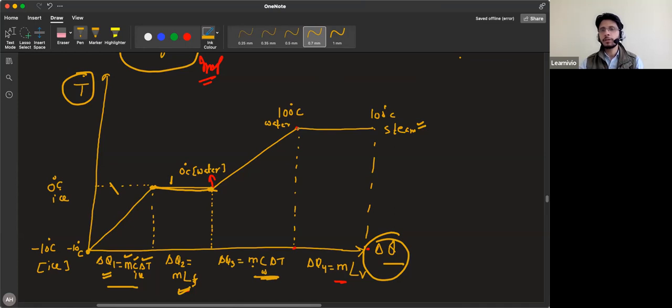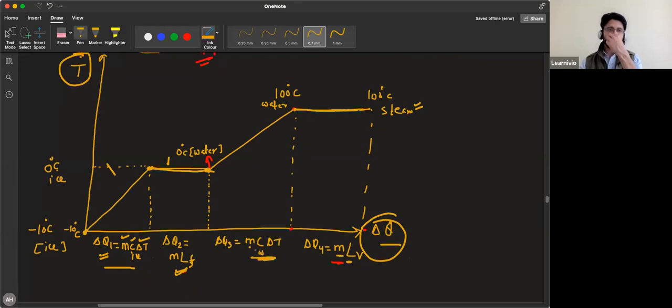Then again, you will heat it, the temperature will remain constant, the state will change, 100 degrees Celsius water to 100 degrees Celsius steam. So the heat is mL, mass of the body into the latent heat of vaporization. From this graph, you can get two types of question.